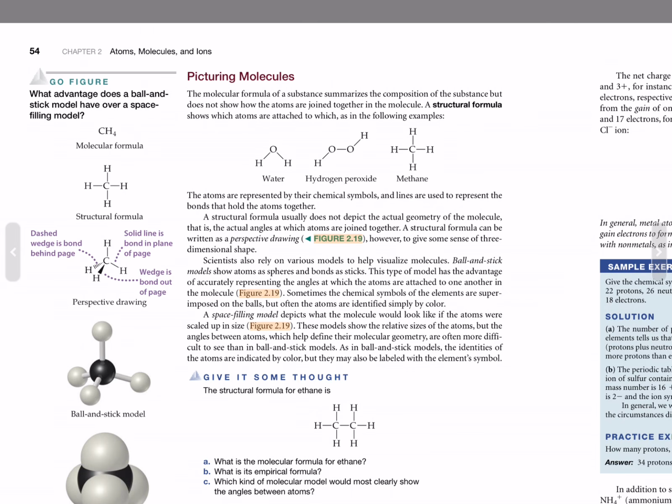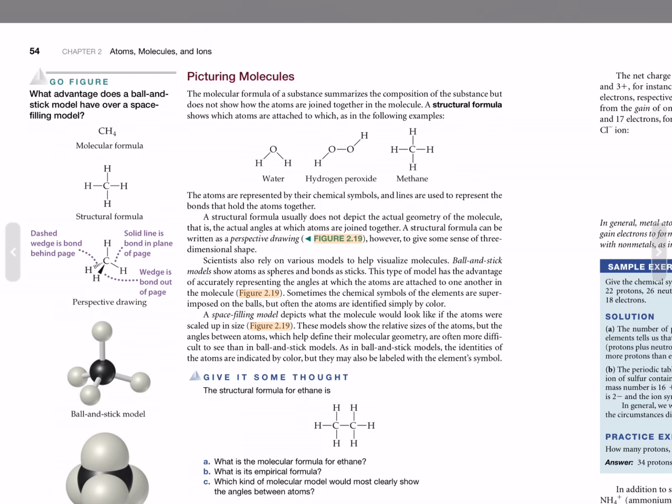The atoms are represented by their chemical symbols, and lines are used to represent bonds that hold the atoms together. A structural formula usually does not depict the actual geometry of the molecule, that is, the actual angles at which atoms are joined together. A structural formula can be written as a perspective drawing, however, to give some sense of three-dimensional shape.